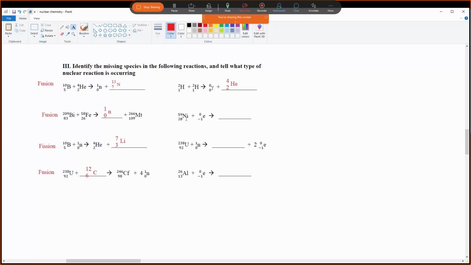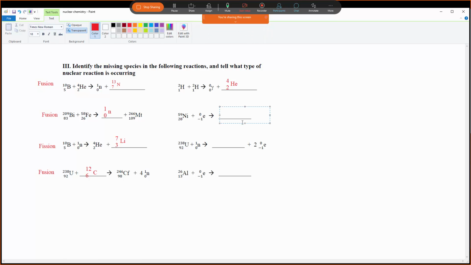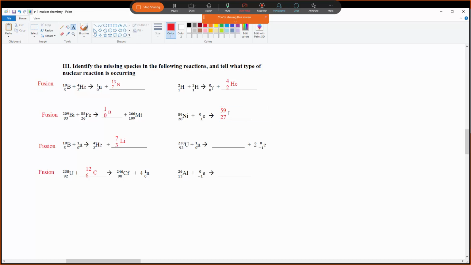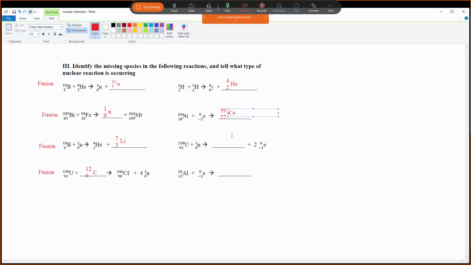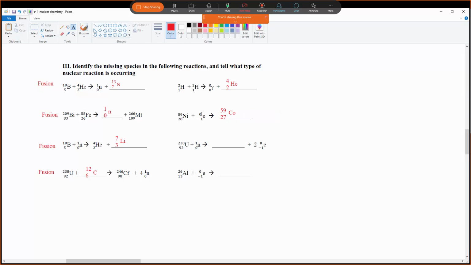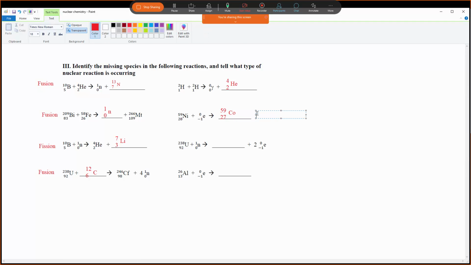Okay, nickel 59. We have 59 plus 0 is going to equal 59 on the top. 28 plus a negative 1 gives me a 27 on the bottom. Element number 27 is cobalt, and hopefully you see here that's electron capture because I am adding that electron to the nickel. Yes, oh, you guys did tell me this is fusion.